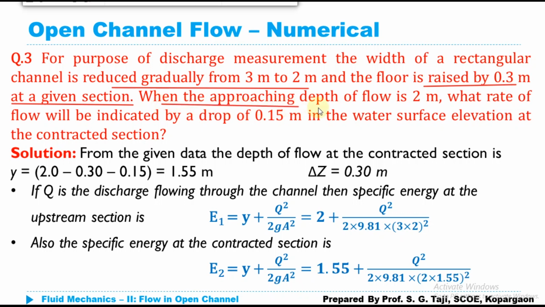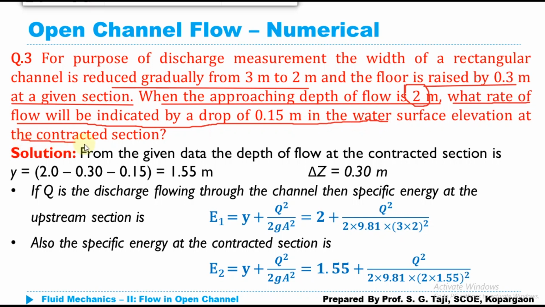Now the approaching depth of flow is 2 meter, so whatever the depth of flow was previously is 2 meter, this is the original depth of flow, and after that they have increased the bed level by 0.3 meter. So what they ask is, when the approaching depth of flow is 2 meter, what rate of flow will be indicated by the drop of 0.15 meter in water surface elevation at the contracted section.